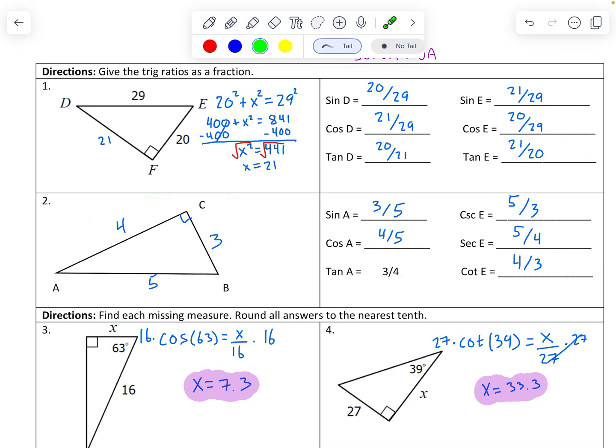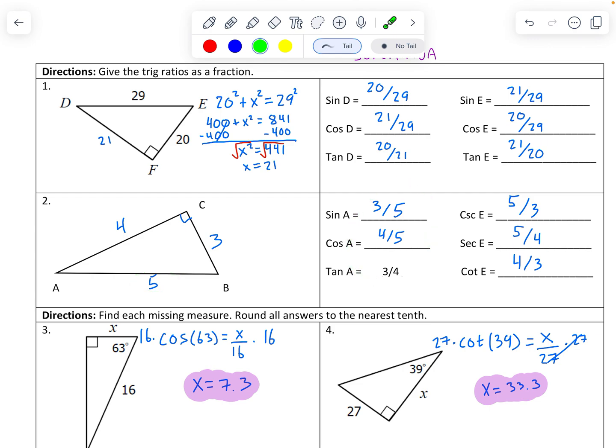Except on this one, you're just given the fact that tangent of A is 3/4. And so you label your triangle, this is opposite over adjacent. So opposite is 3 over adjacent. Adjacent to angle A is this one, 4. From Pythagorean theorem, you get 5, and then you can write these from there.